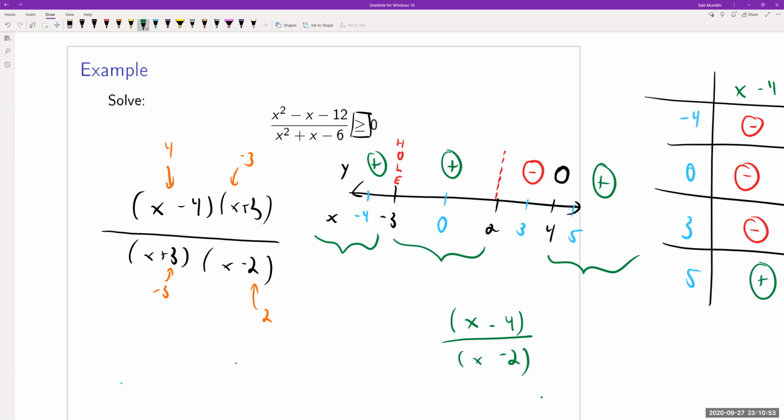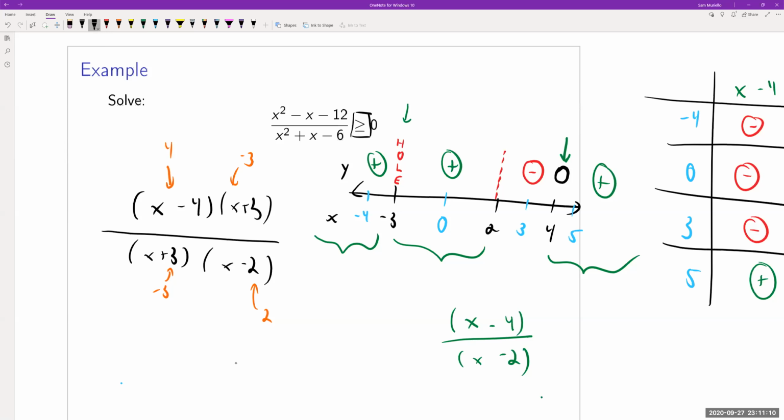Because it's greater than or equal to, we'll want to include the points where it's equal to 0, which in this case is only here. Even though it's positive before and after this point, because it's a hole there, we cannot include -3 as a solution because the function is not even defined at -3.